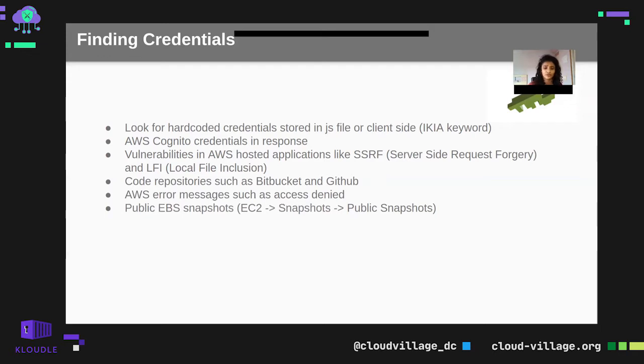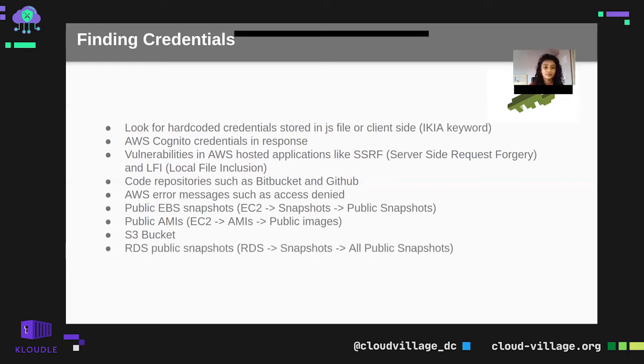Publicly accessible EBS snapshots, then AMI-related credentials being leaked in public images. Then the S3 bucket: sometimes organizations store their employee credentials or admin credentials in the S3 bucket, and then it's again an issue. We're going to discuss in an upcoming slide how you can find those. Then RDS public snapshots: in those you can find RDS-related credentials, database credential information.